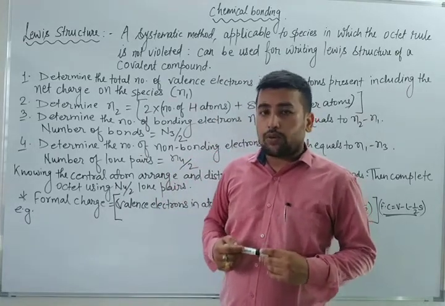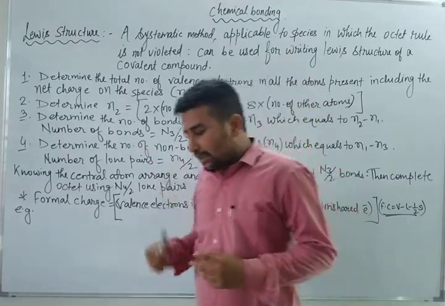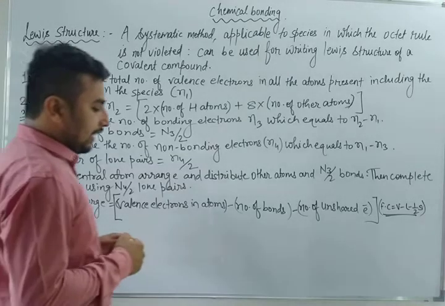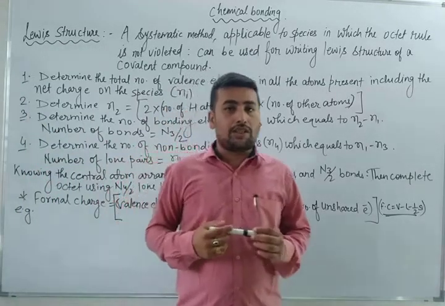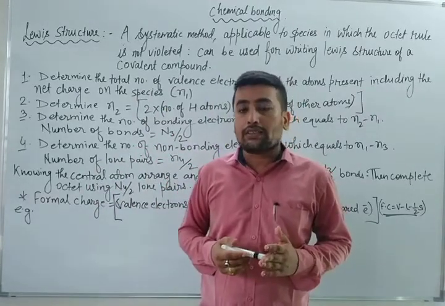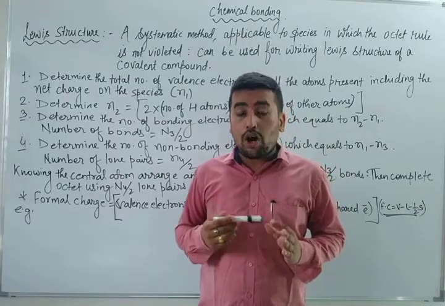First of all, what to study? That's the Lewis structure. What is the Lewis structure? As you can see, I have written on the board. You can copy this. The Lewis structure is a systematic method applicable to species in which the octet rule is not violated, and it can be used for writing the Lewis structure of a covalent compound. As you have seen, in the ionic bond the electrons are transferred, and in covalent compounds it is not violating the octet rule.